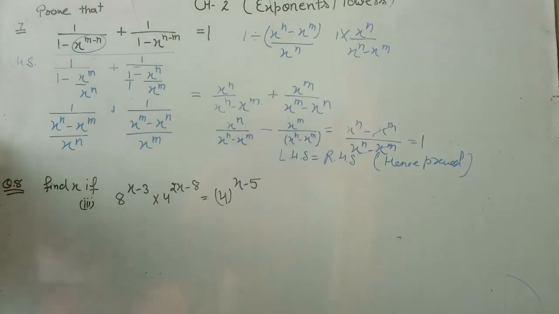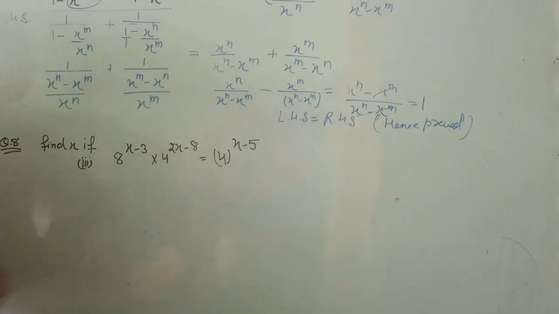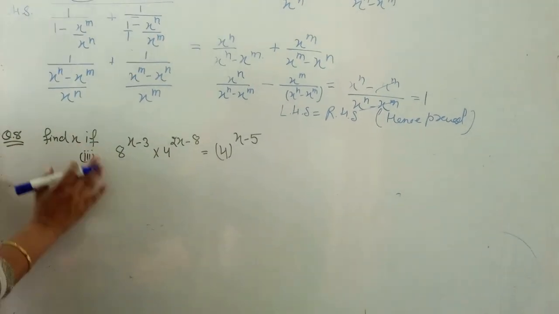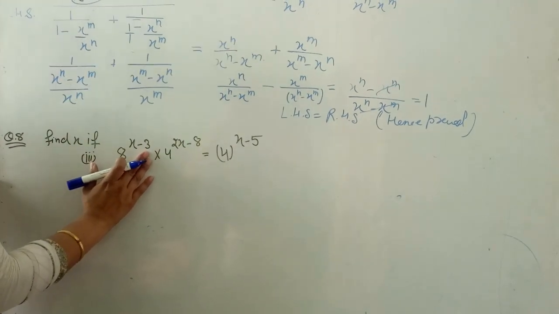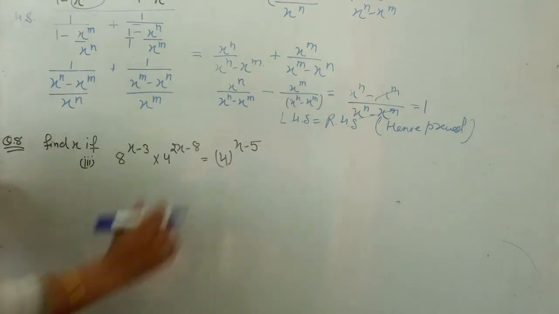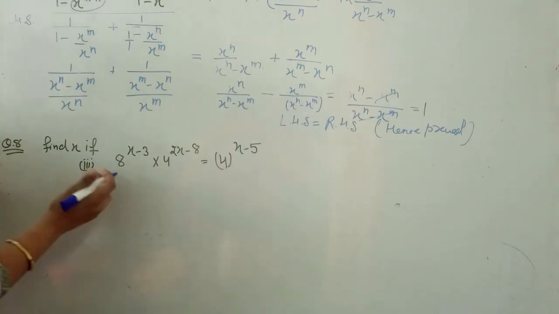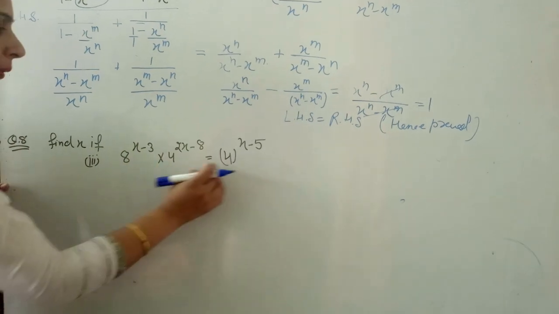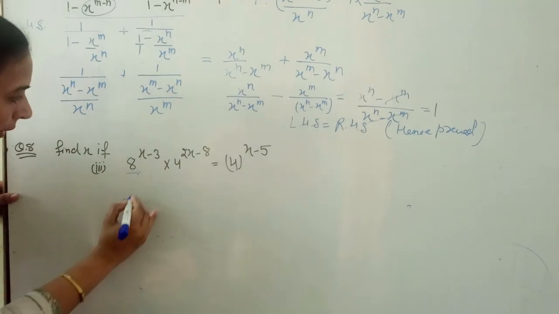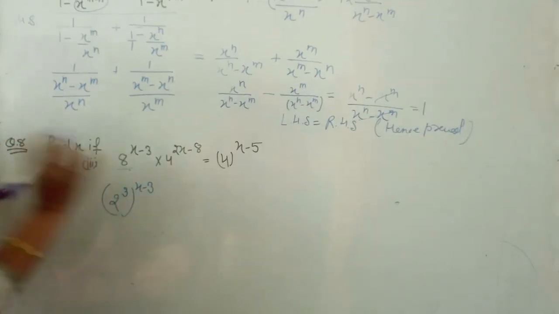Clear, student? Then our last question, question number 8. In this question, we find the value of x if we have a condition. This is the statement: find x if 8 raised to the power x minus 3 multiplied by 4 raised to the power 2x minus 8 equals 4 raised to the power x minus 5. Student, first we write everything in power of 2. We can write 8 and 4 as powers of 2. Then we can write 8 as 2 raised to the power 3, and complete raised to the power x minus 3.